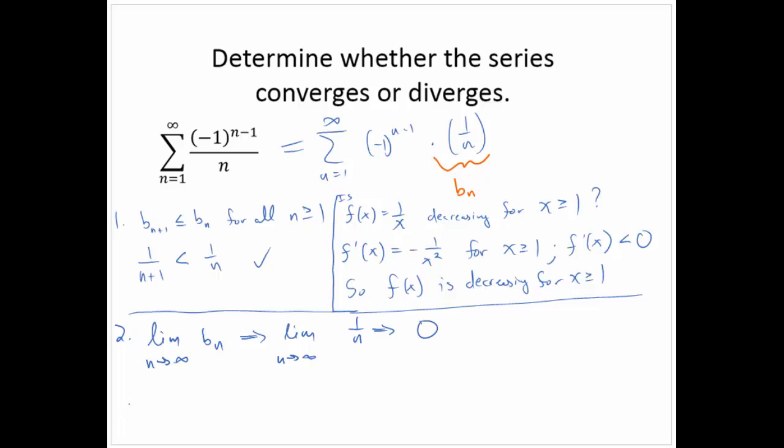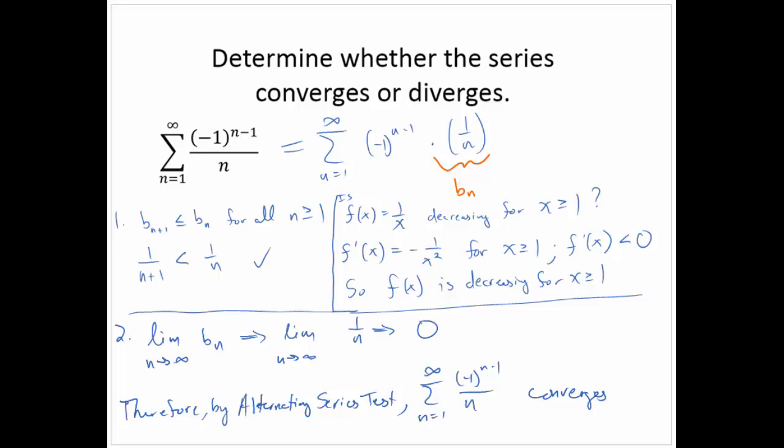So therefore, by the alternating series test, sigma n equals 1 to infinity, negative 1 to the n minus 1 over n converges. So even though the harmonic series diverges, the alternating harmonic series converges by the alternating series test.